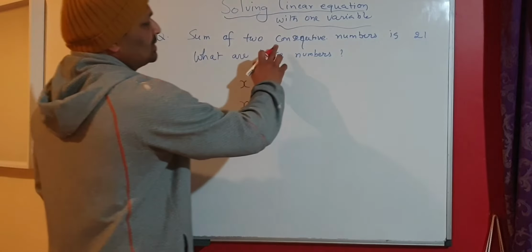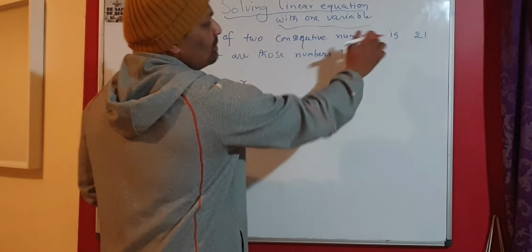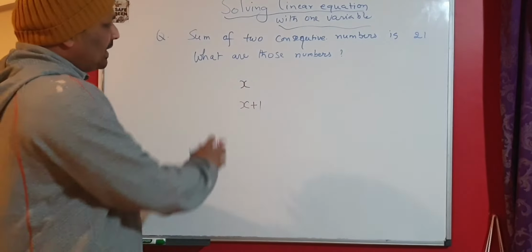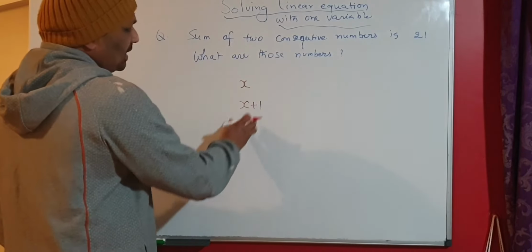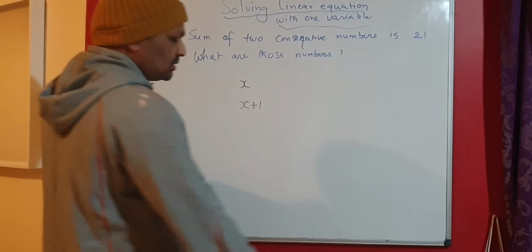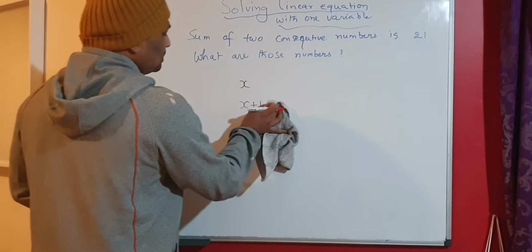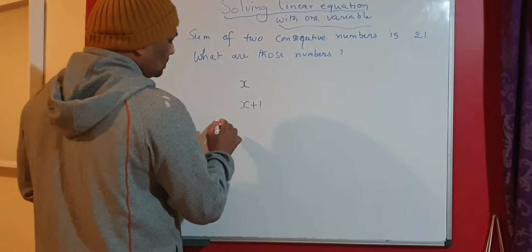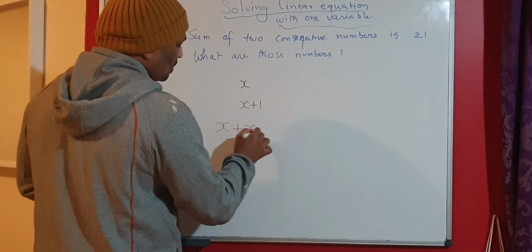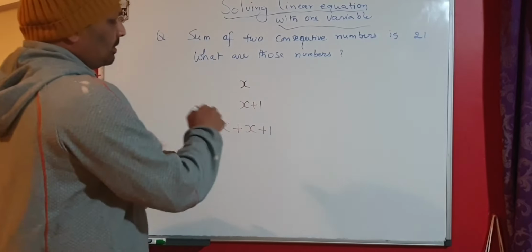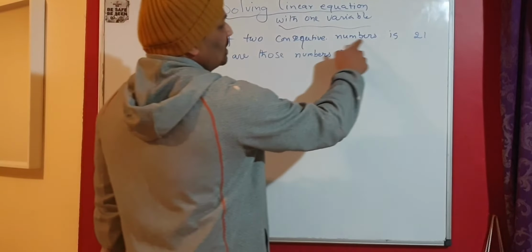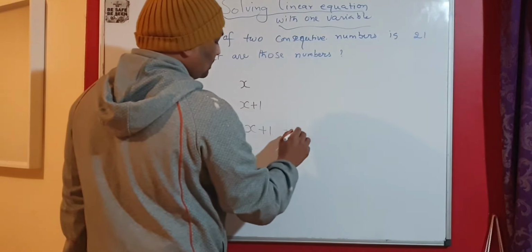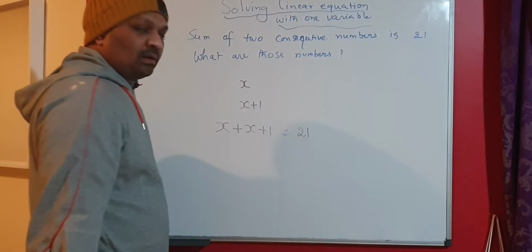And what is the other condition? The sum of two consecutive numbers is 21. How do we get the sum of these two? These are two terms. x is one and x plus 1 is another one. So when I add these two, x plus x plus 1, what is the condition? The sum of two consecutive numbers is 21. I shall get 21.